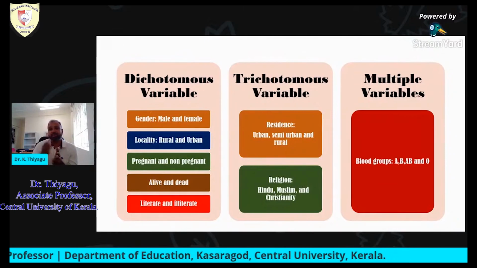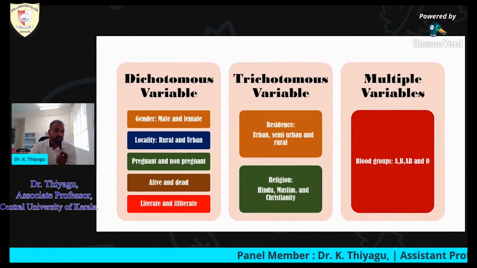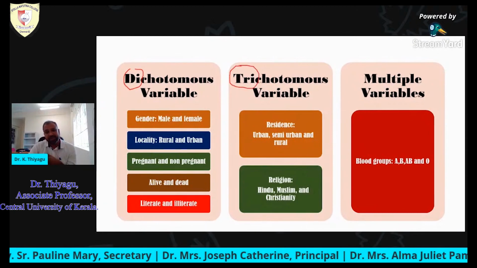For example, we may divide yes or no, true or false. That also may come into the dichotomous or the binary. Then the locality, rural, urban, pregnant, non-pregnant. So "di" represents two. Similarly, there is a term called trichotomous variable.